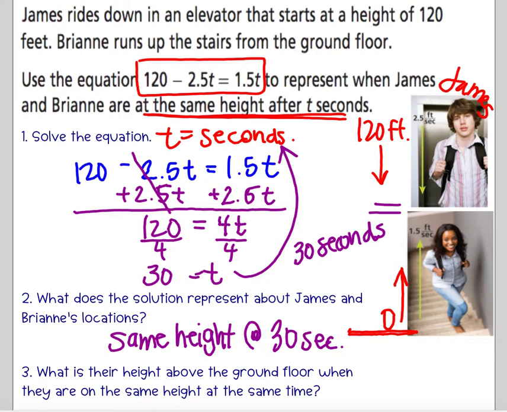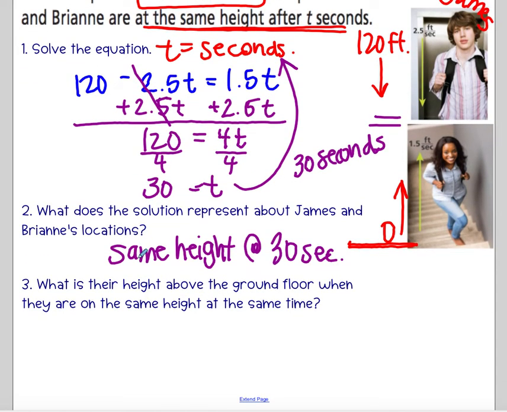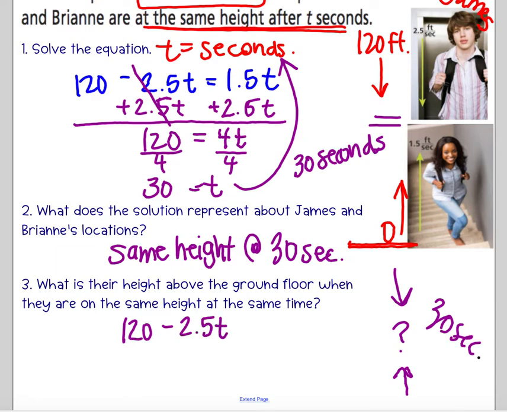What is their height above the ground floor when they are the same height? So after 30 seconds, where are they meeting? James is going down and Brianne is going up. And after 30 seconds, where are they? Well, let's take our original equation and plug in our time. Our time is 30 seconds.